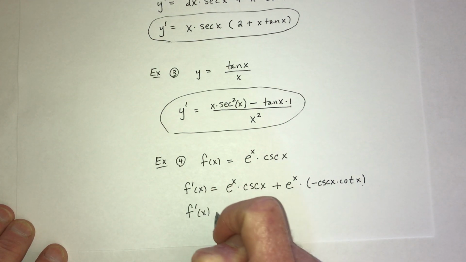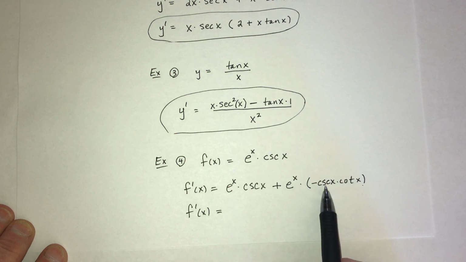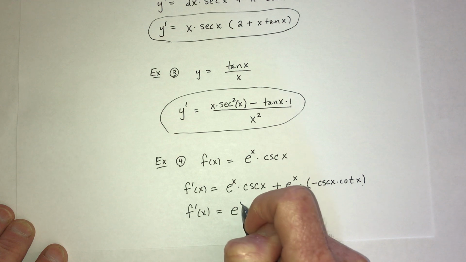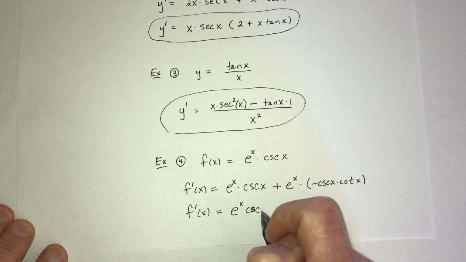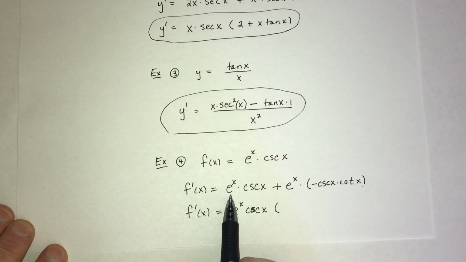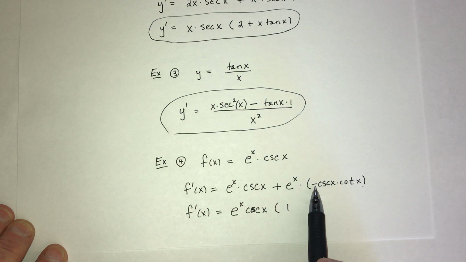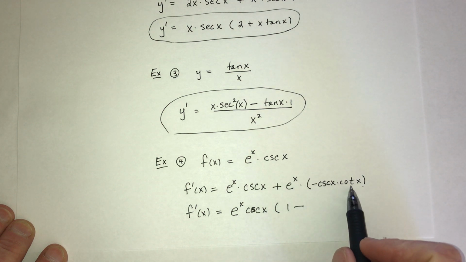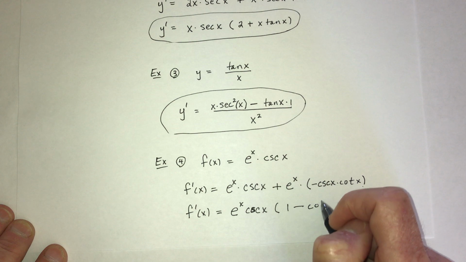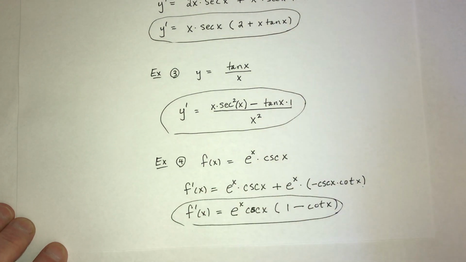And then I could just do a little bit of factoring. This has e to the x and cosecant. This has e to the x and cosecant, so we could factor that out. Oops, cosecant. And when you factor it out, this is going to leave behind a 1. And then this negative will be right here. And the e to the x has been factored out. The cosecant's been factored out. All that's left is the cotangent. And that is number 4.